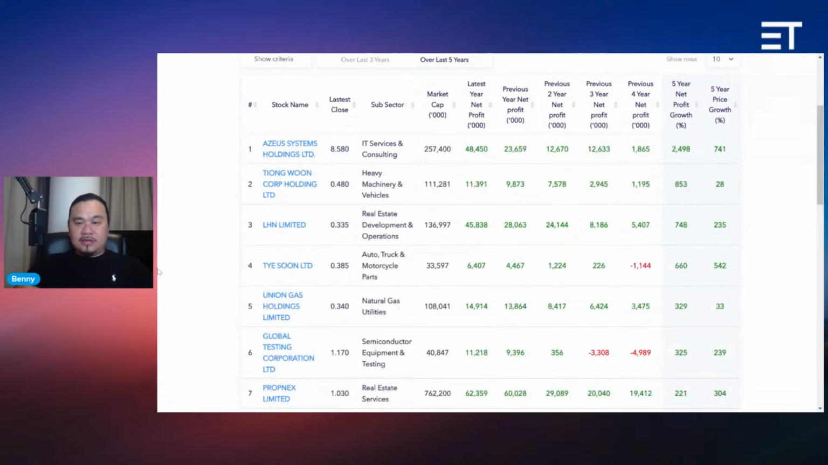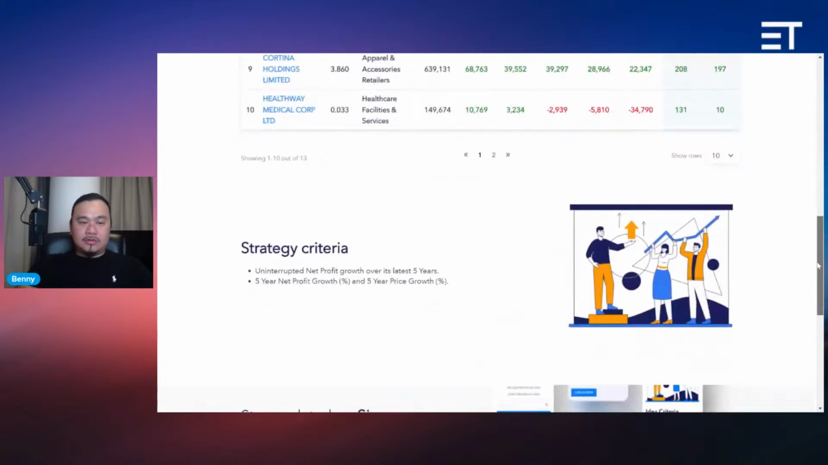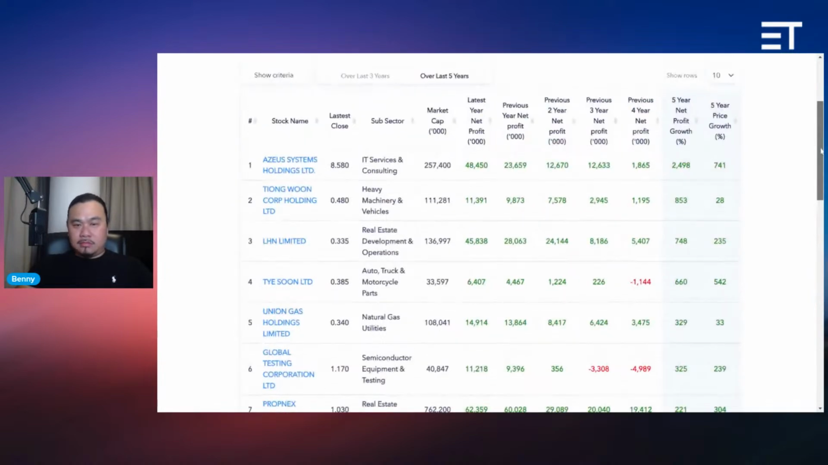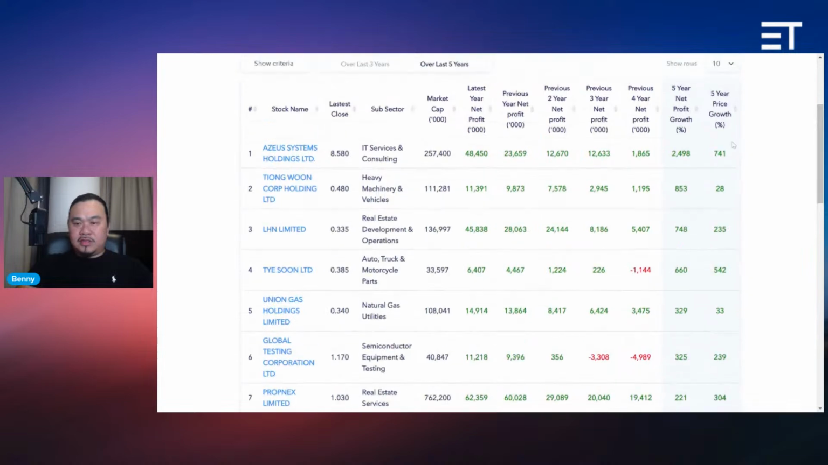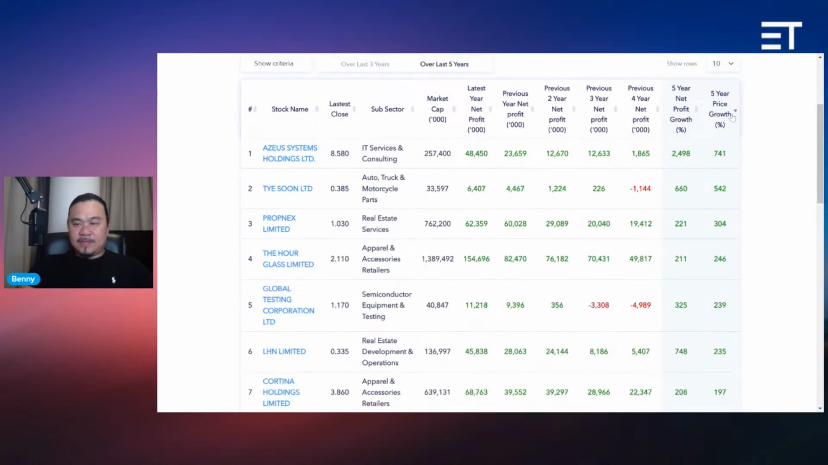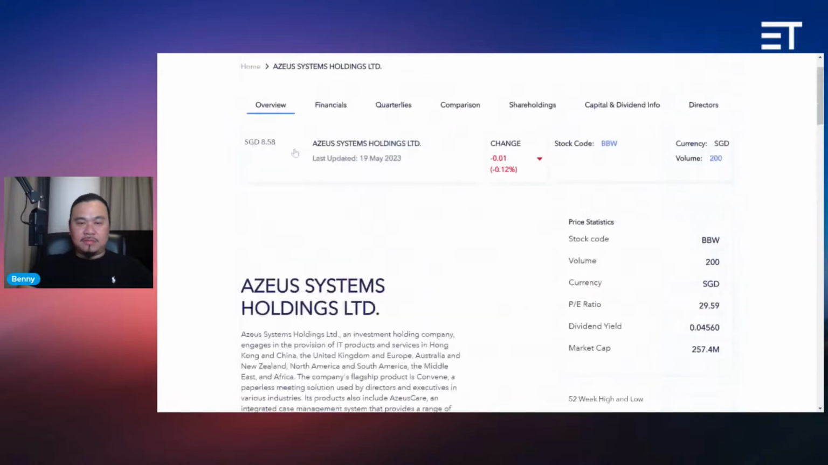So look at this, it is basically sorted by its price, I think. Let me see. Or its 5-year growth. You can see that the first example here, Azure Systems. Okay, market cap is about 257 million. It's an IT company. The 5-year growth is 741%. All right. And then the 5-year net profit growth is 2,500%. So it's quite interesting, right, for this kind of company. The closing price is 850. So let's take a look at this company.